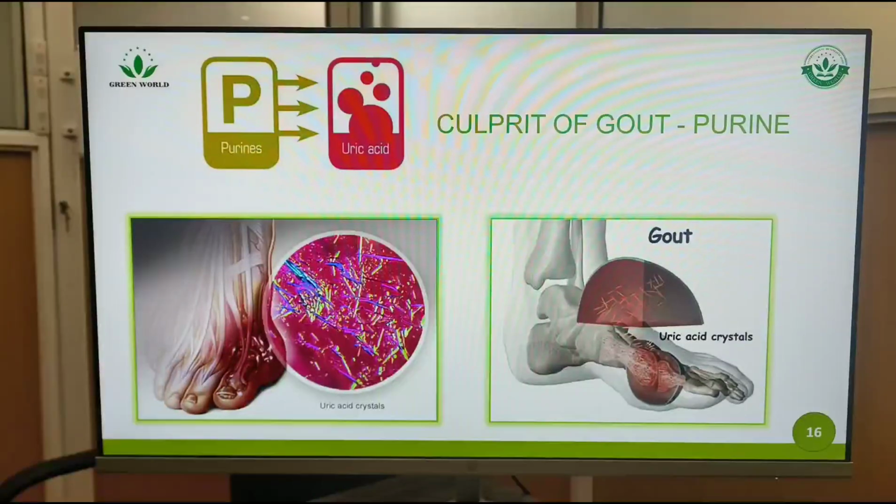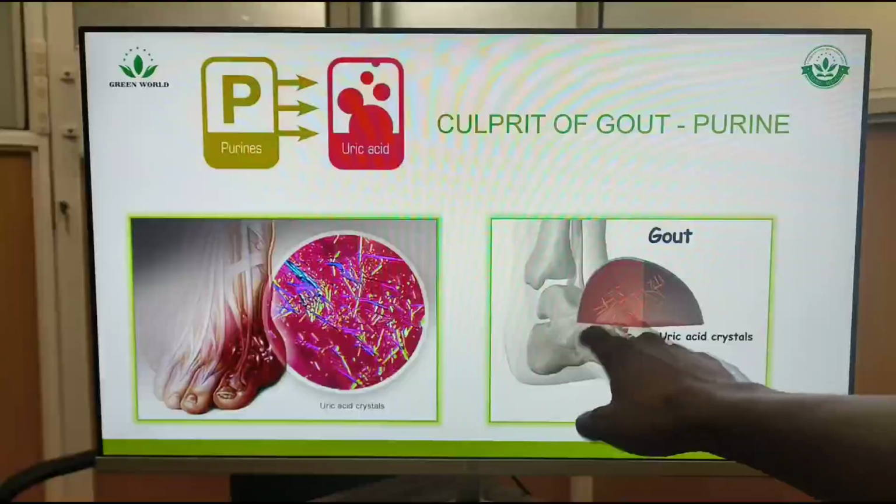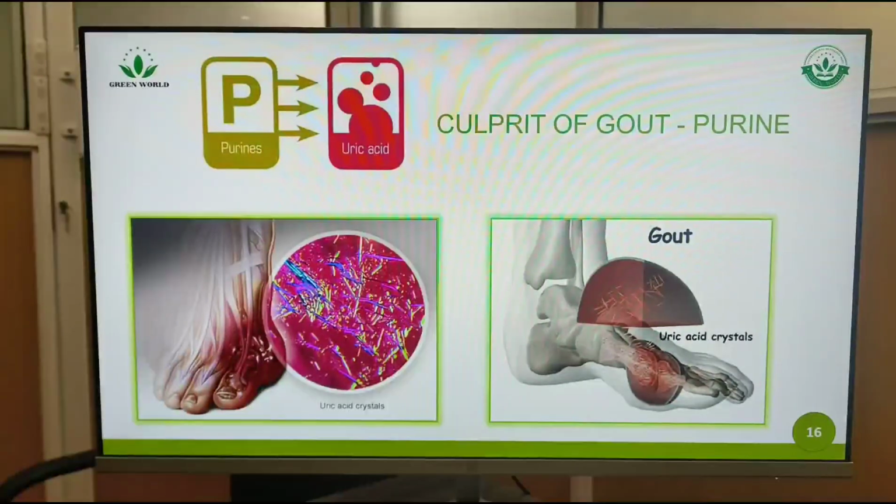Now, pain and swelling of the small joint at the base of the big toe is the most common symptom of gout. Other joints that are commonly affected include the ankles. You know where the ankles are, somewhere there. That place where inafura hapo, the ankles. Then we have the knees. It can also affect your wrist and fingers and elbows. So this one is due to excess uric acid.